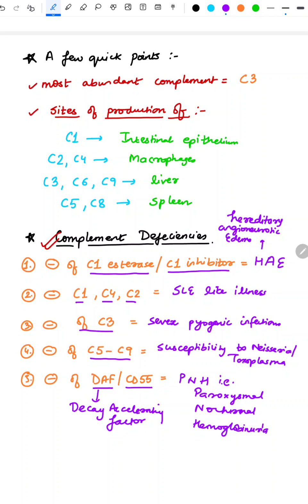This is a very, very important topic, that is complement deficiencies, because definitely you will get questions related to it in your NEET PG, FMG and INI-CET exams.